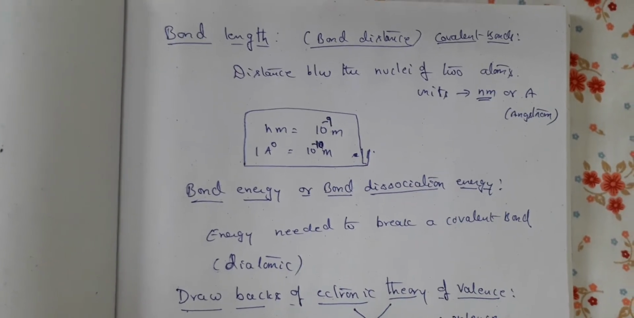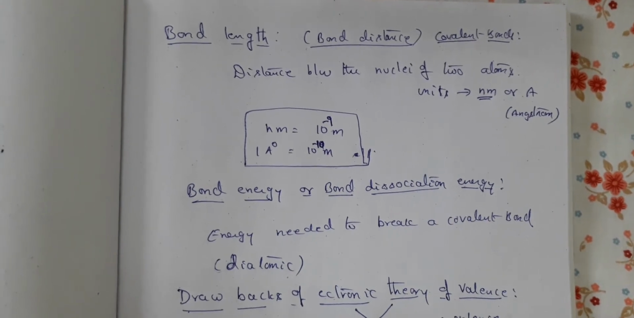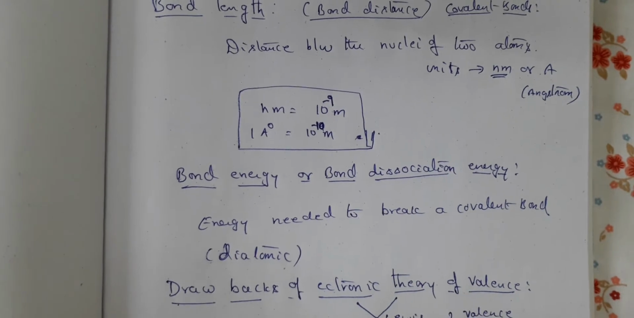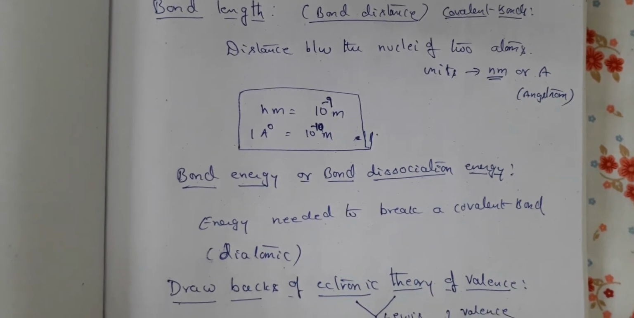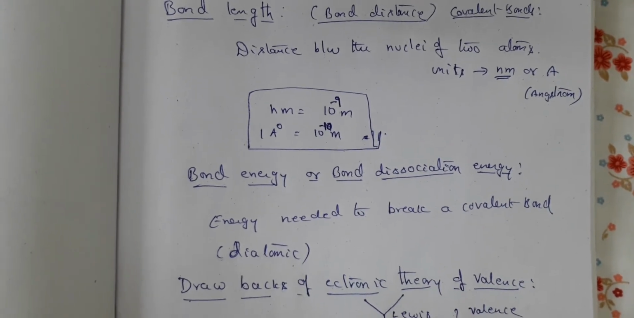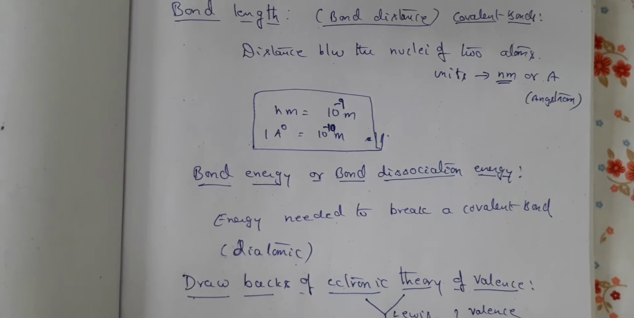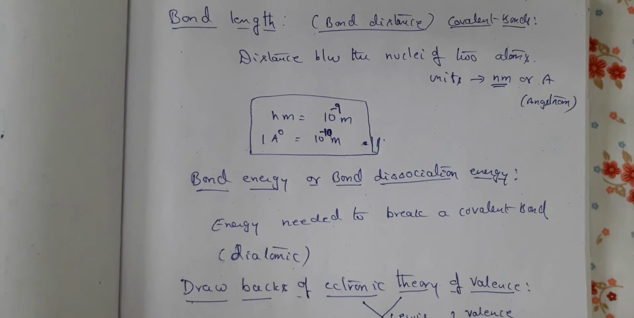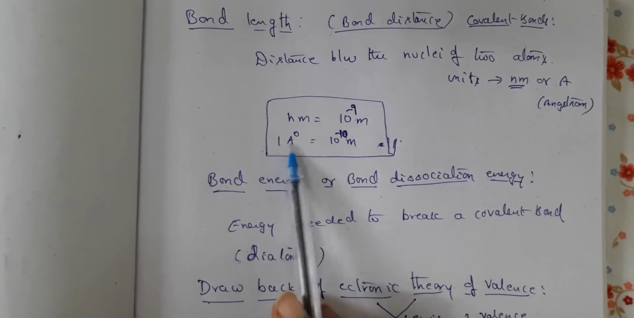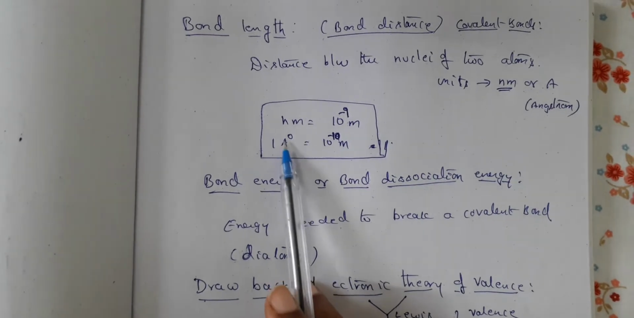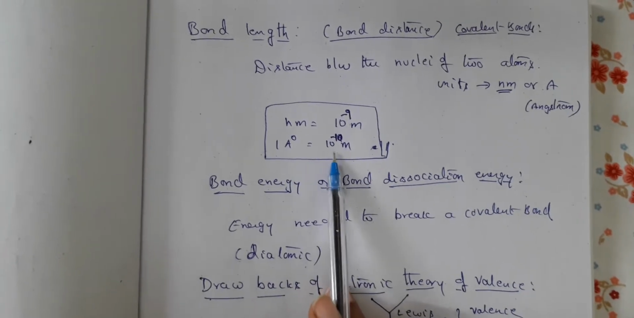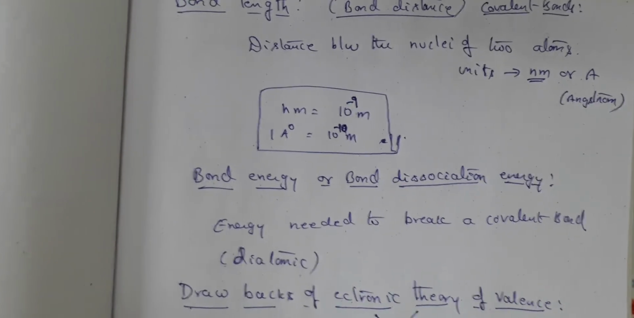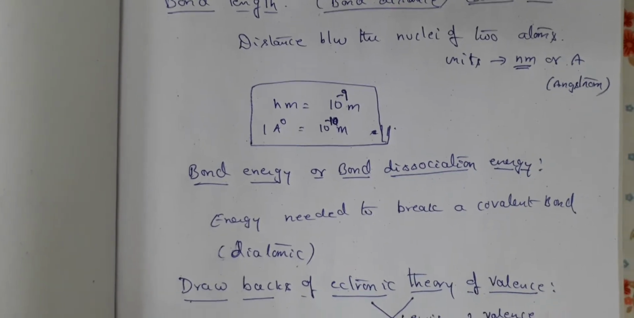Usually the units are nanometers, where a nanometer means 10 power minus 9 meter, or it is measured in angstroms. Angstrom is the most common unit in chemistry. Usually whenever you solve problems in chemistry, angstrom is the most common unit, where 1 angstrom is written like 1 Å, and is equal to 10 power minus 10 meters. 1 angstrom is equal to 10 power minus 10 meters.